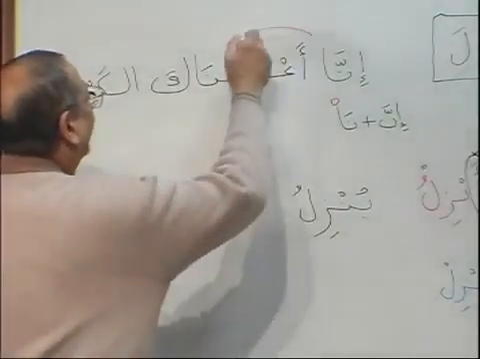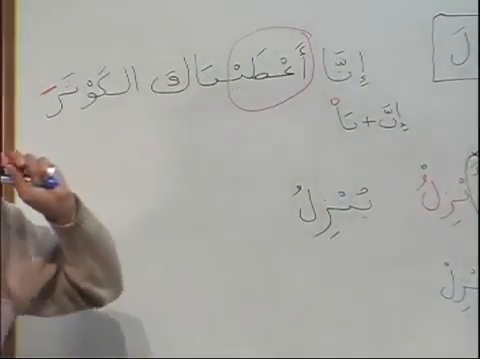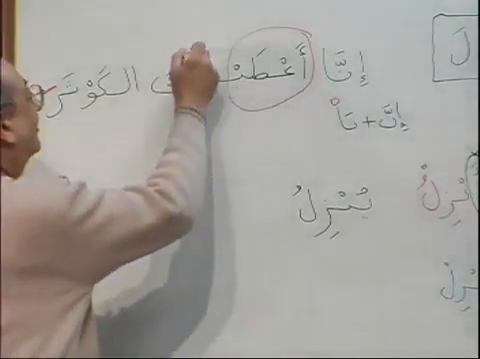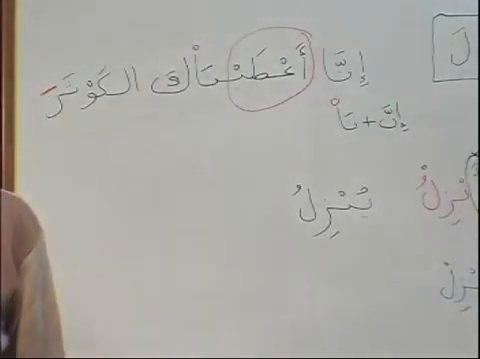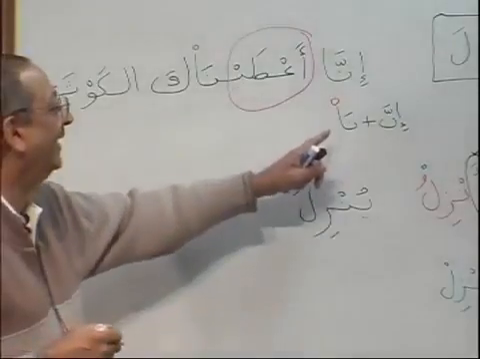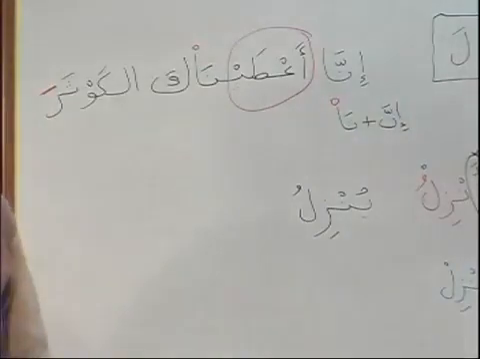Ata. What is this? This is your fi'l madi, mabniun ala sukun. And what is this? Na. Are you with me? How will you define na? Dhamirun muttasilun mabniun ala sukun fi mahalli raf'in fa'il. We have to remember: this is fi mahalli nasbin, and this will be fi mahalli raf'in because it is a fa'il.